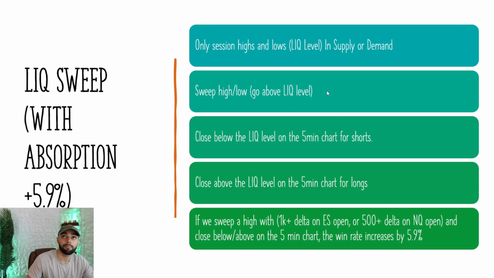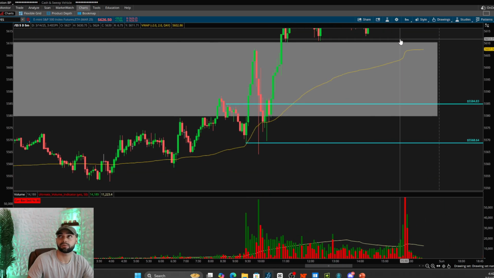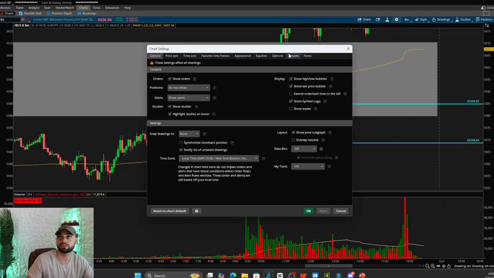It has to go above the level and close back below in the 5-minute chart for shorts, and then opposite for longs, right? And if we sweep a high with 1K positive delta on ES Open or 500 plus delta on NQ Open and close above or below that level, I'll show you an example so it makes sense. The win rate increases by 6%, which is pretty decent for the time period that we're looking at. So let's just go over a quick example here of the sweep.